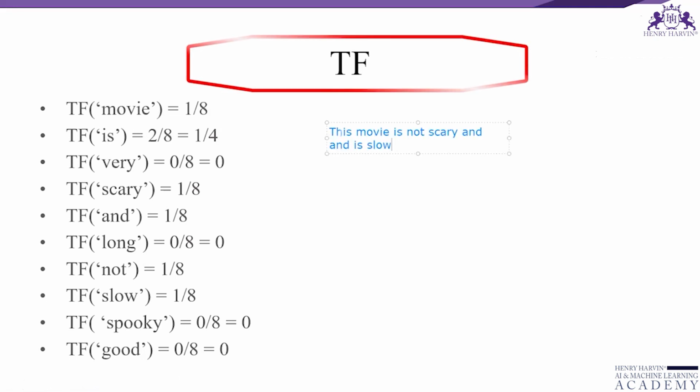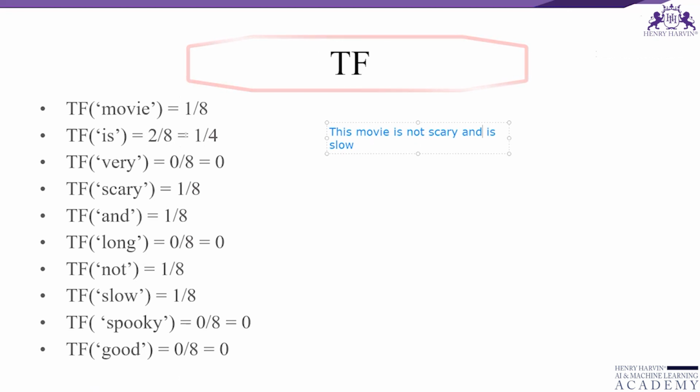Now what you can see over here: 1, 2, 3, 4, 5, 6, 7, 1, 2, 3, 4, 5, and slow, right? 1, 2, 3, 4, 5, 6. Okay, twice I have typed that, right? So you can see that there are 8 words over here. Movie has appeared only once. If you take "is", it has appeared twice, that's why I have written 2 by 8, which is equal to 1 by 4.